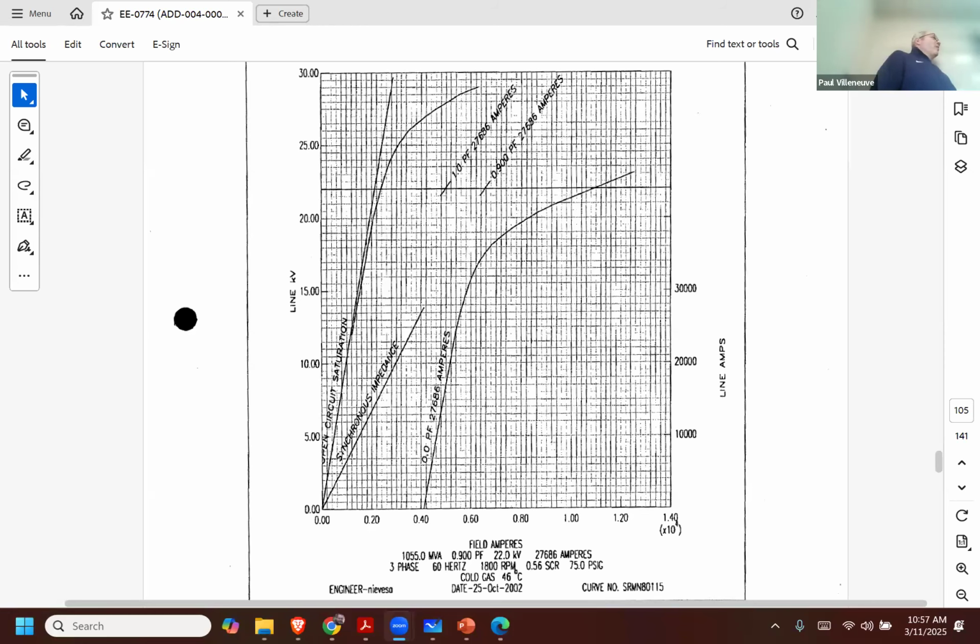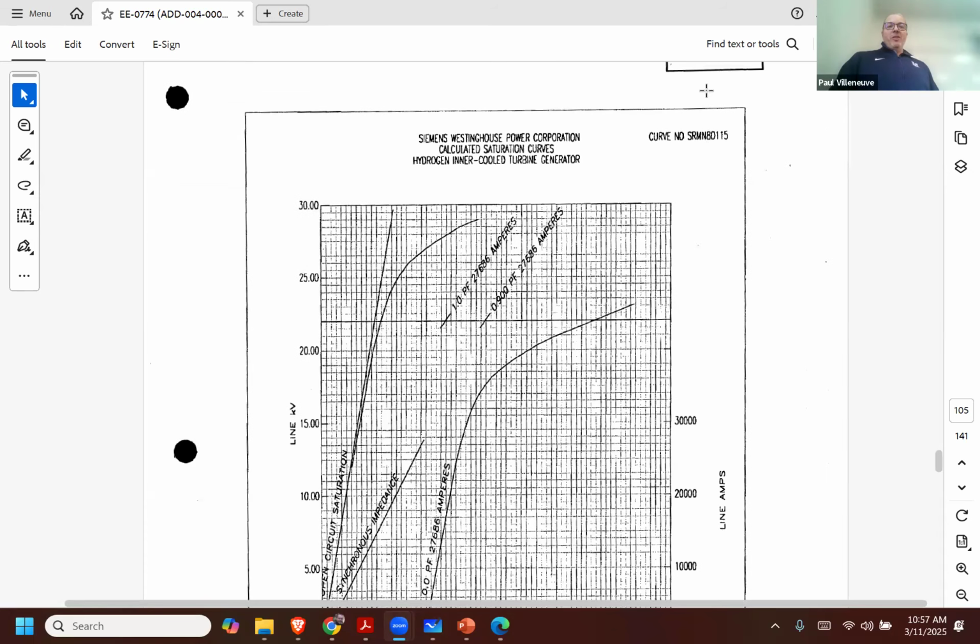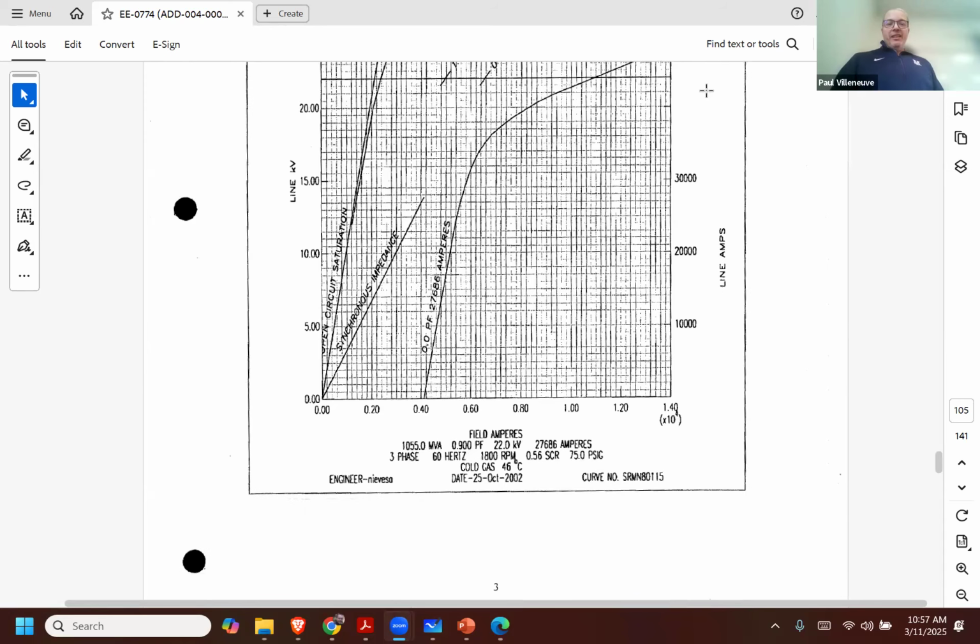All right, so we love real world stuff. And one of the hallmarks of the EET program is to try to give you real world based applications. Well, this is a real world generator. It's Siemens Westinghouse. These are, again, calculated saturation curves, not actual test curves. And you'll see why they were calculated right here.